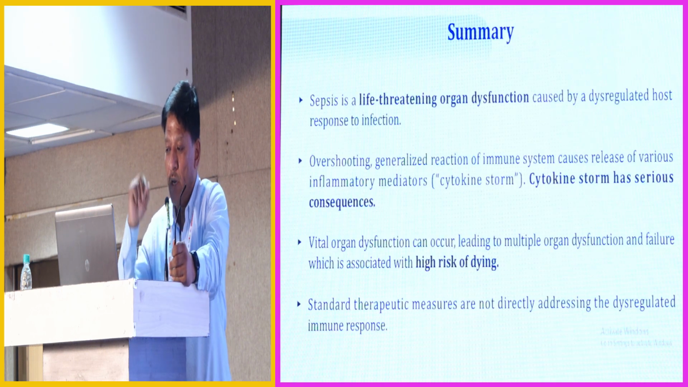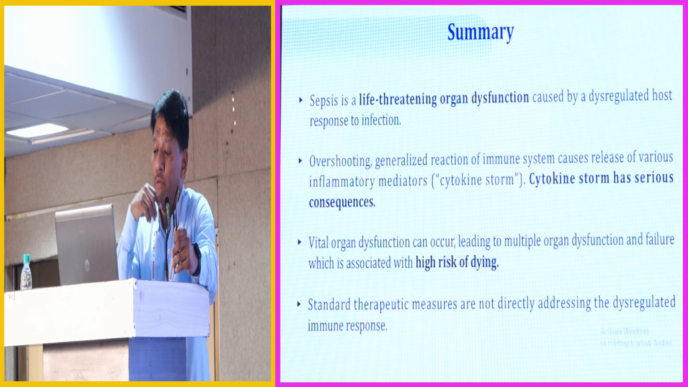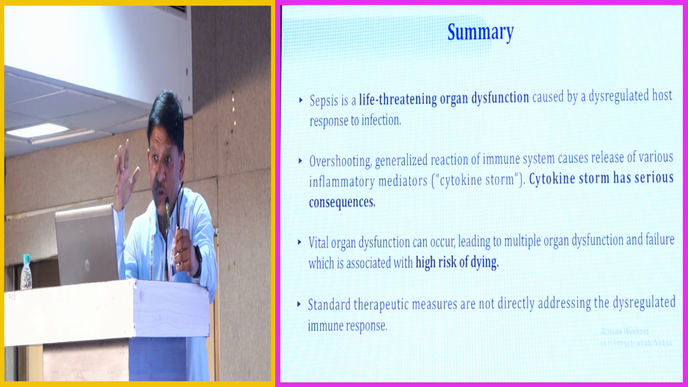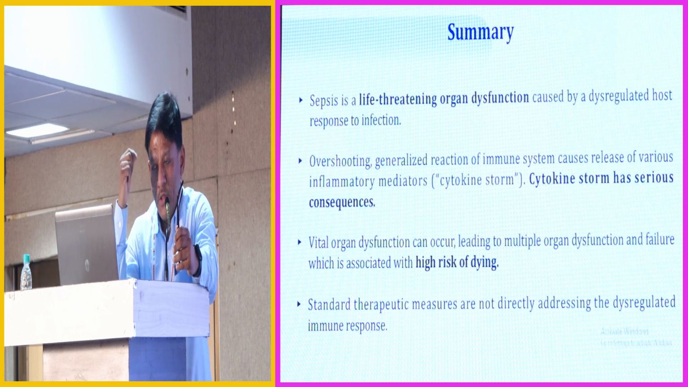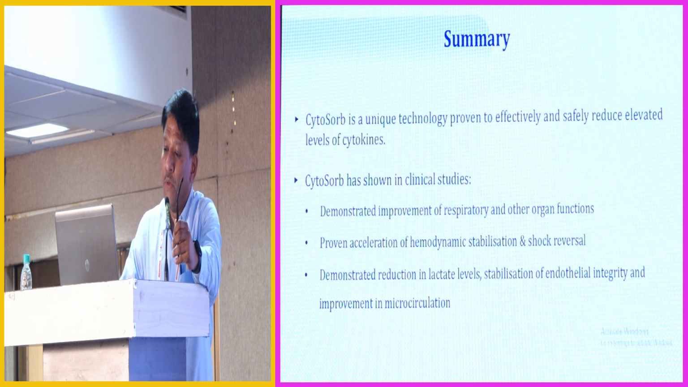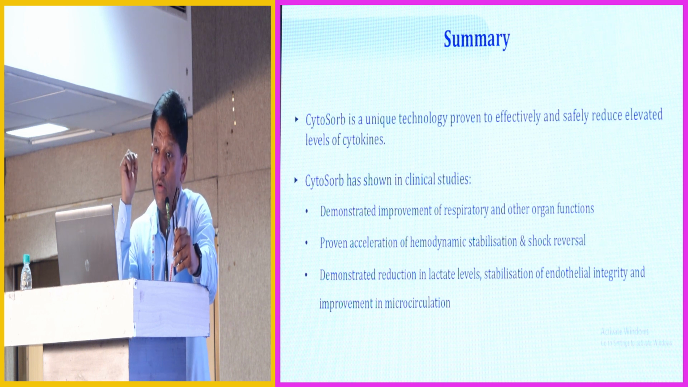In summary, sepsis is a life-threatening organ dysfunction, as we discussed, from a dysregulated host response to infection. An overshooting generalized reaction of the immune system causes release of various inflammatory mediators, which we identified as the cytokine storm. This leads to organ dysfunction and an increased chance of death. Standard therapy may not ultimately save such patients. In such cases, Cytosorb and other devices, immunomodulation may be the way going forward.